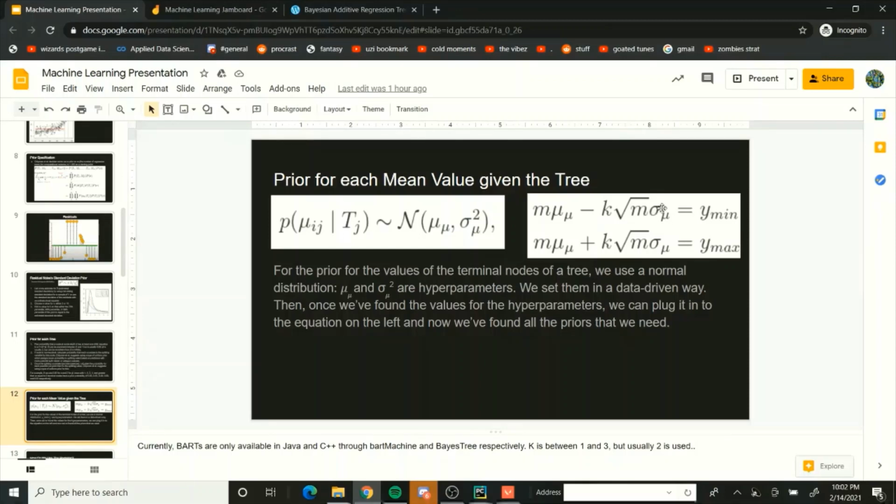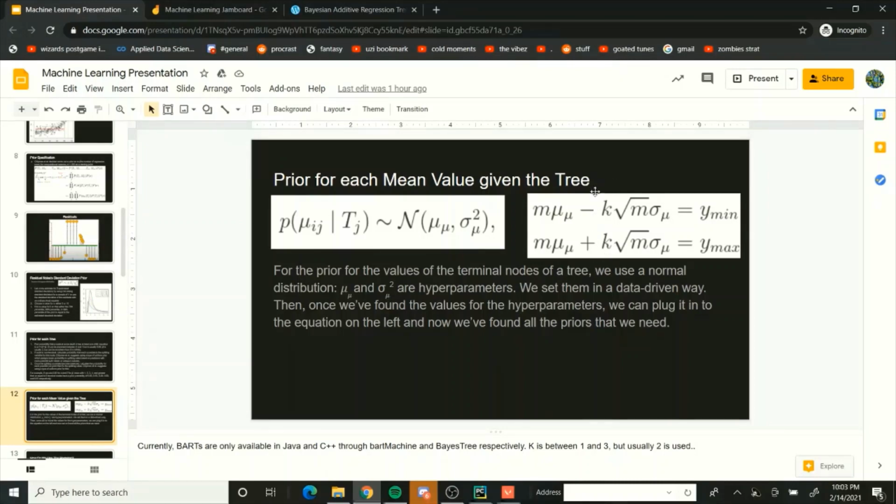Okay, so what this k means is, if k is 1, that means that we're assuming that in the real world, when we give this BART data, 68% of the y values will be between the min and the max of the training data. With k equal to 2, that's 2 standard deviations to the left, 2 to the right, so 95% of the data in the real world will be between the min and the max y values of the training set. So usually it's preferred that k is 2.